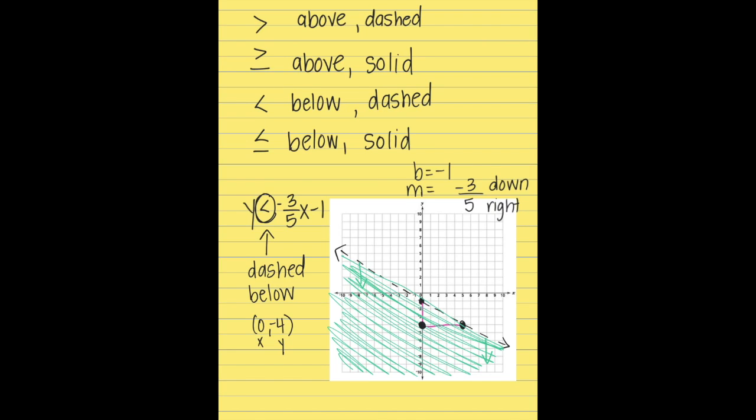So I'm going to plug in -4. Is that less than -3/5 times 0 minus 1? So I'm plugging those values in to see if it's true. Does everybody understand what I just did? I took the point in the shaded region and I'm plugging it in.